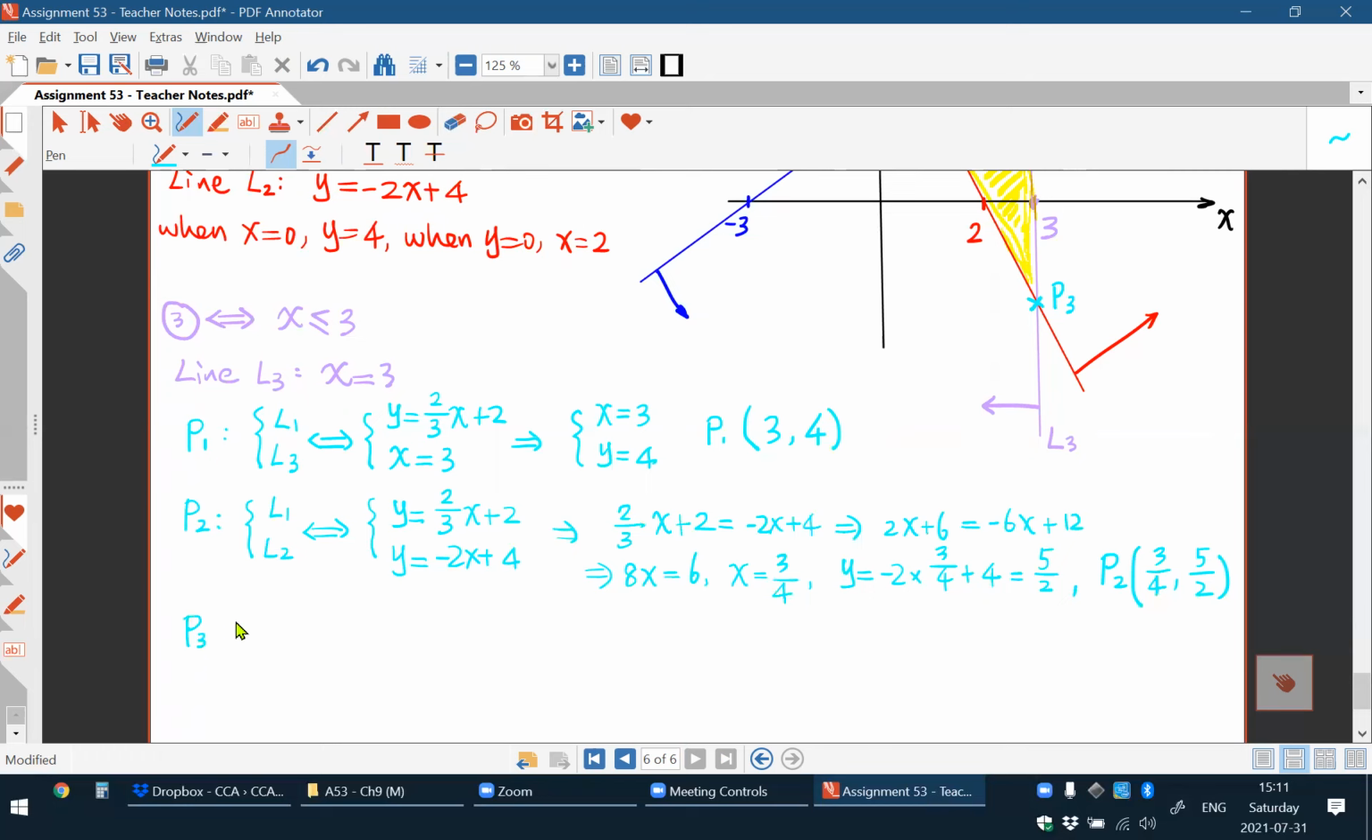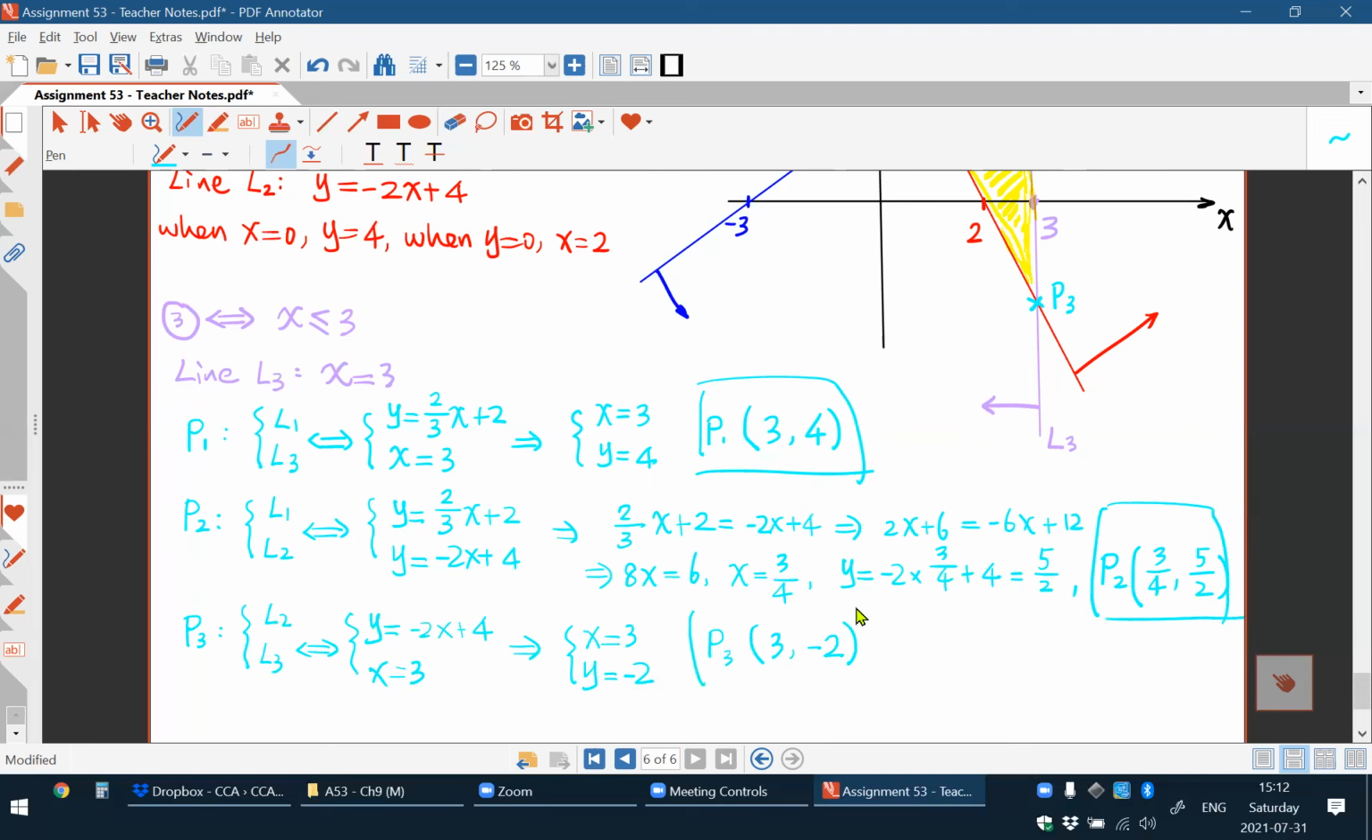All right, how about P3? P3 is the intersection point of L2 and L3, which is a system combining these two equations. Okay, therefore the coordinates of P3 are (3, -2). Okay, so we have the coordinates here, here, and here now.